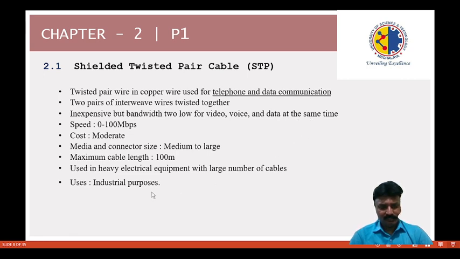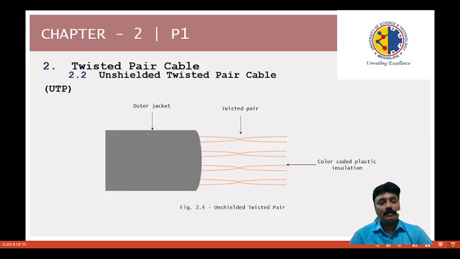It is generally used in industries, so electrical industries and electronics-based industries, and all these types of cables will be used. The second one is the unshielded twisted pair cable, UTP.